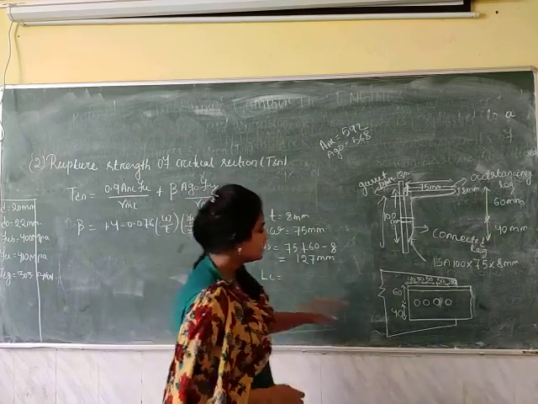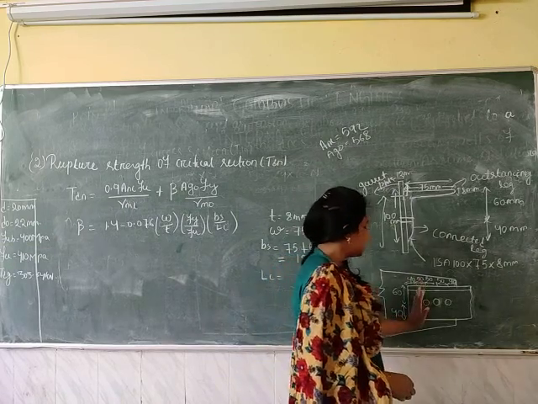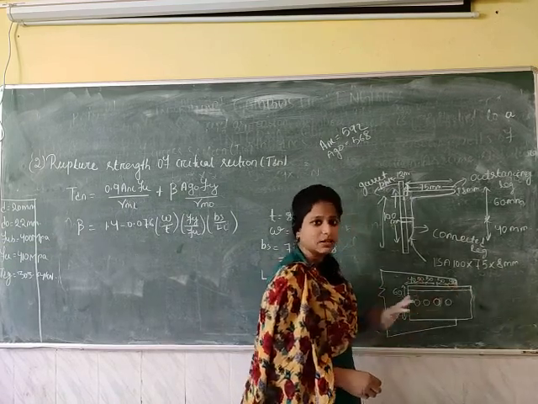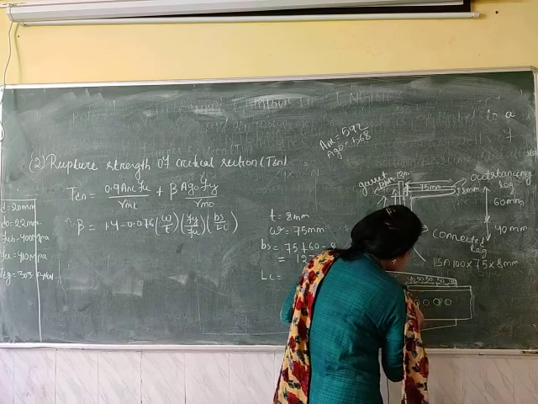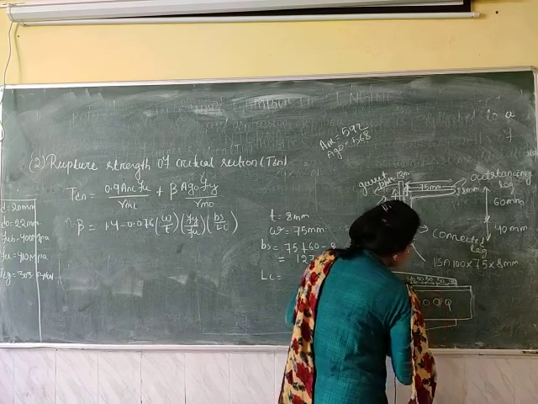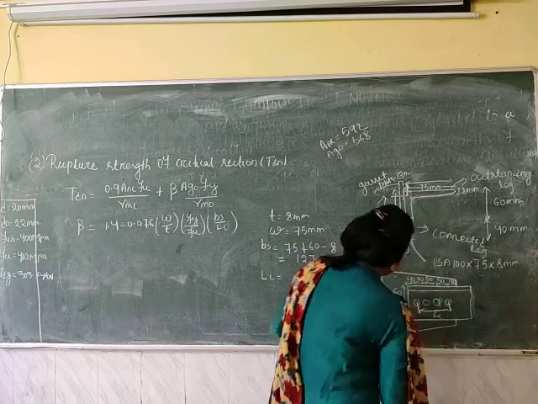Okay, so the length of the connection means the distance from the center of the first bolt to the center of the last bolt. So this is the center of the first bolt and this is the center of the last bolt. Okay, so this distance is the LC.